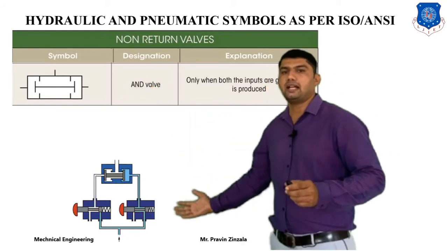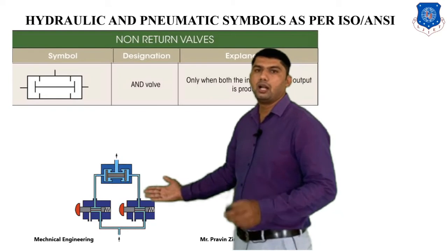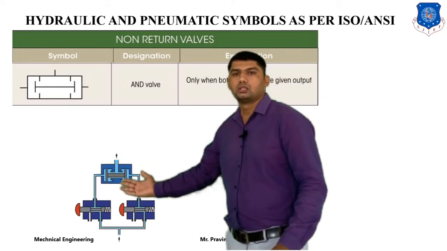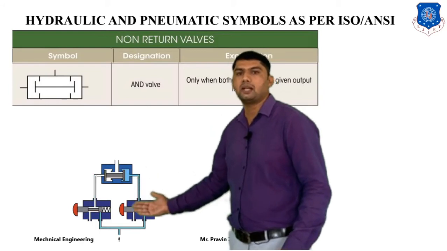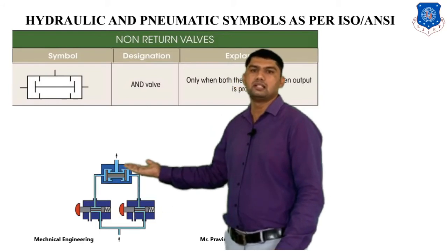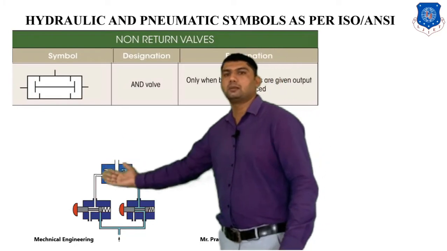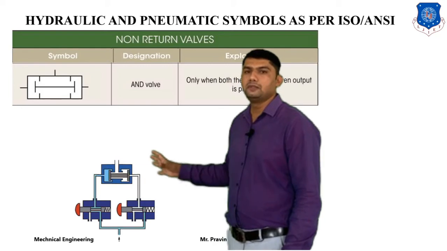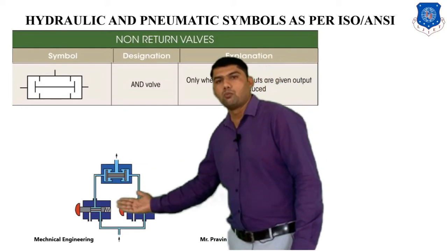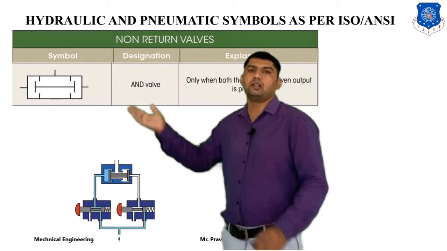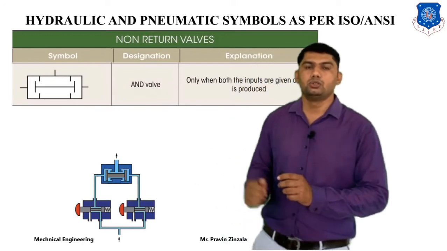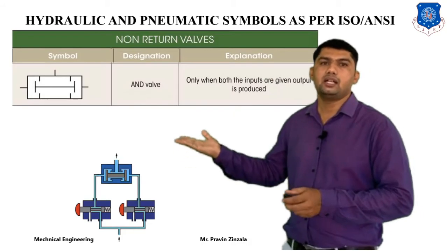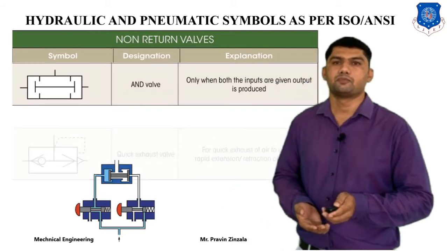Taking one example, this is the animation of the AND valve mechanism. This is the input port, and this is the 3x2 direction control valve. If we supply hydraulic fluid on only one side, there will be no output. If we supply input on only the second side, there will be no output. If we supply input from both sides, output will be created. So it is used for two-hand operation or to reduce accidents in hydraulic and pneumatic circuits.